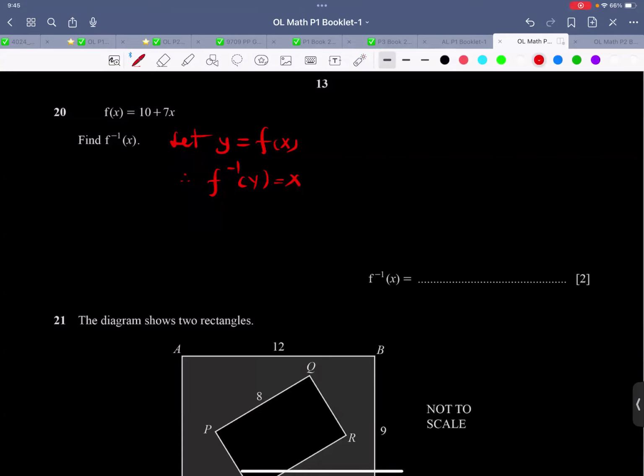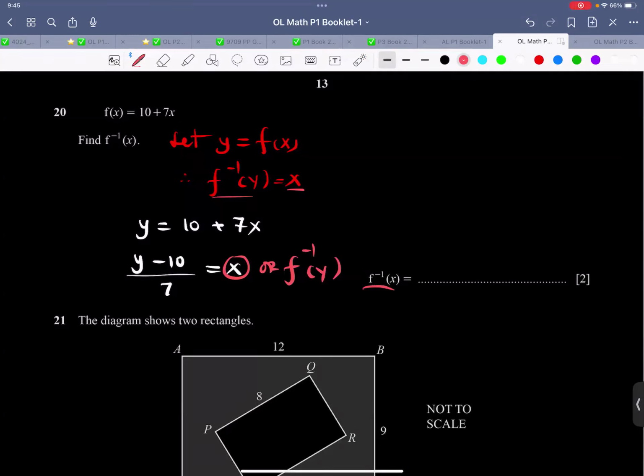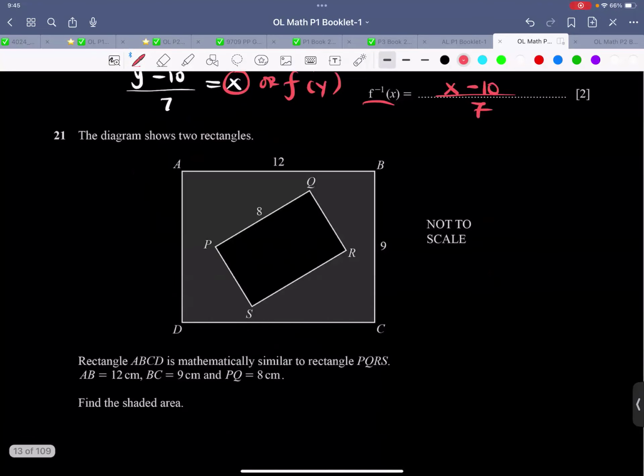That's the rule. So now I'll write y equals 7x plus 10, therefore (y minus 10) divided by 7 equals x. But what is x? x is f inverse of y. So this is f inverse of y, but we write everything in terms of x. That is (x minus 10) over 7. So that is something very basic. Now let me do one question and then I'll pause.